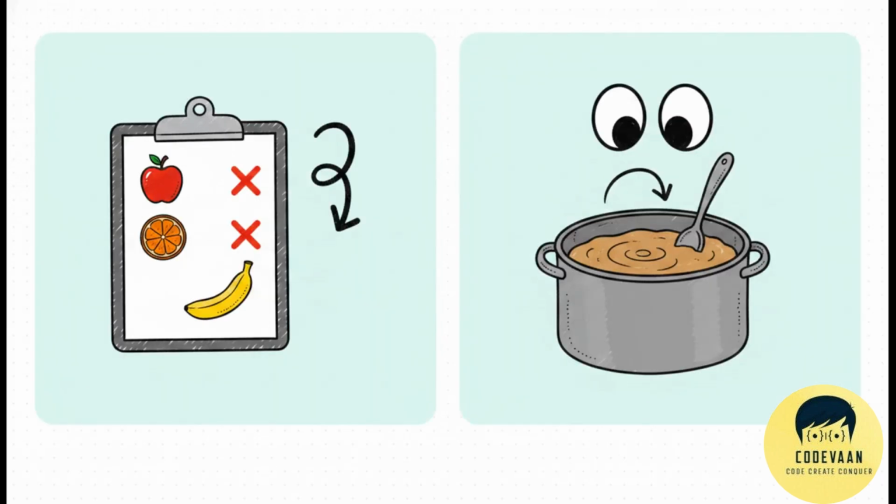Okay, so when you decide you need a loop, you've basically got 2 main flavors to choose from. First up is the for loop, which I like to call the planner. You use this one when you know exactly how many times you need to do something, like checking off every single item on a shopping list. On the other hand, you have the while loop, which is more like the watcher. It just keeps on running as long as a certain condition is true. Think about stirring a pot of soup until it's smooth. You don't know if that's going to take 1 minute or 5 minutes. You just know the condition for stopping.